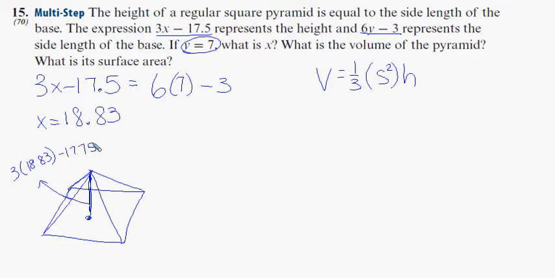The side length is represented here. Let me change this color. One side length is going to be 6 times 7 minus 3. Okay, so that's equal to 39. Which means that up here, we can plug this in. So we know this is 39 squared, and the height is the same length as the base, so that has to be 39 as well.